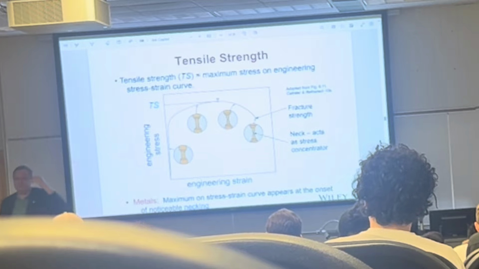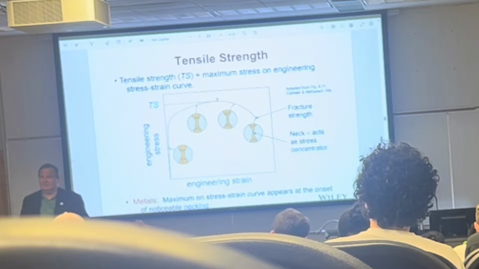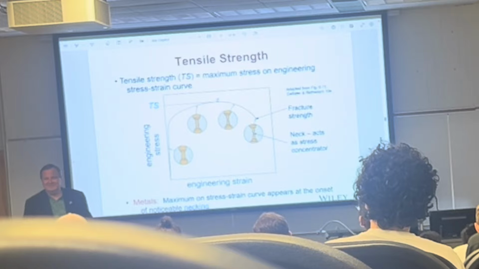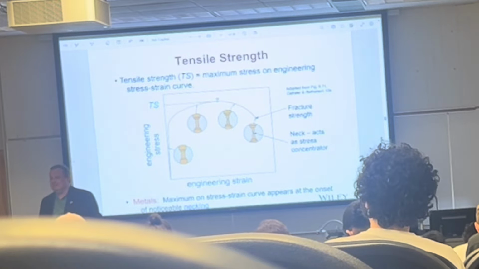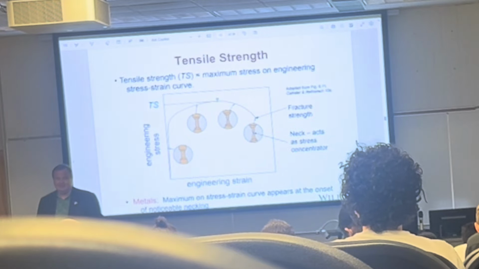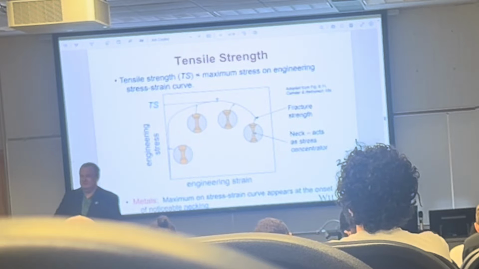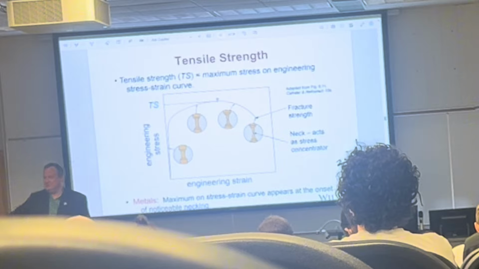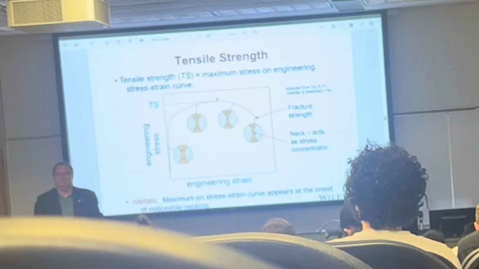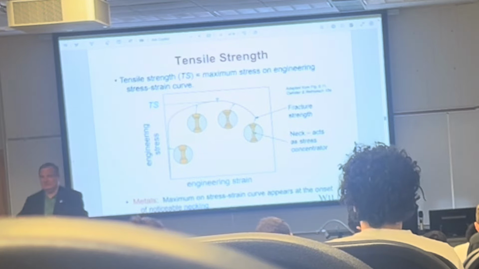Plastic deformation only happens by shear. Why? What is shear causing? Shear is causing dislocations, and to cause dislocations you need to have shear. So how come when we're doing tension, there's shear?